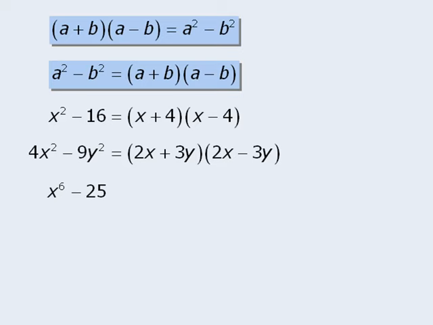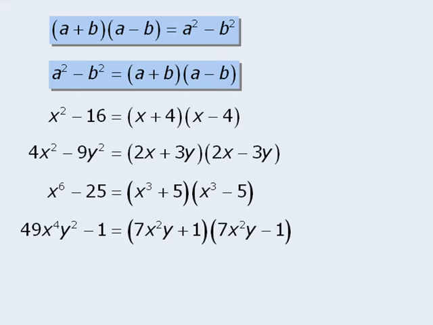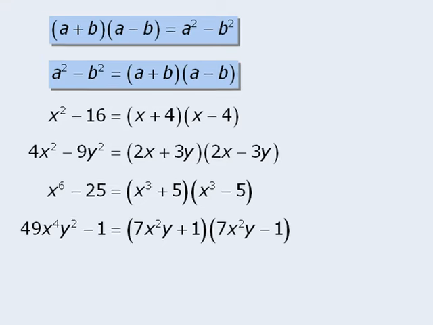Please note that x to the power of 6 is a square since it is equal to x cubed times x cubed. In other words, x to the power of 6 is equal to x cubed all squared. Also notice that 25 is a square since it is equal to 5 squared. Since this is a difference of squares, we can factor it to be x cubed plus 5 times x cubed minus 5. Here's another difference of squares, and we can factor it to be 7x squared y plus 1 times 7x squared y minus 1.